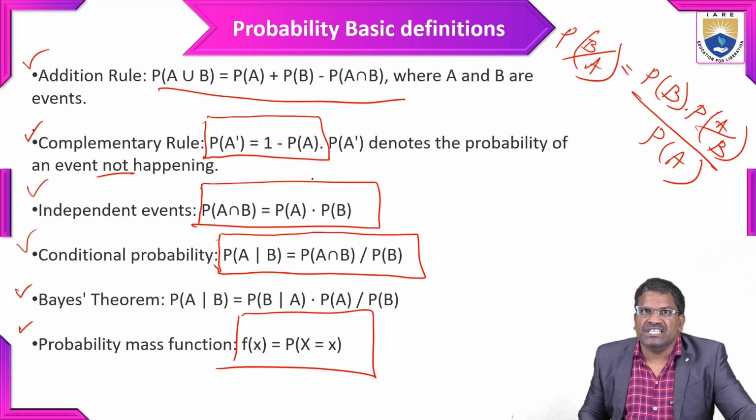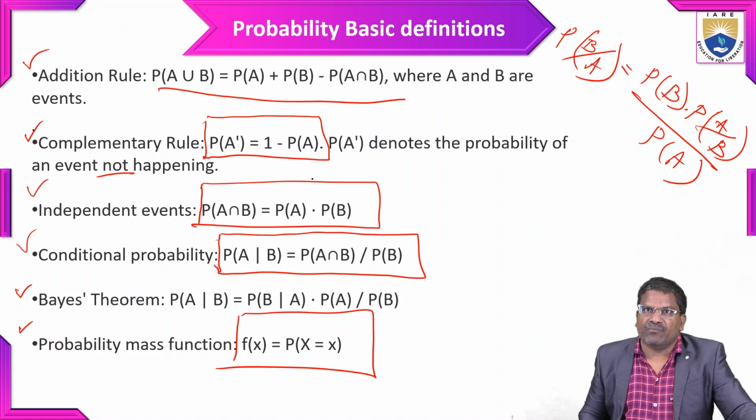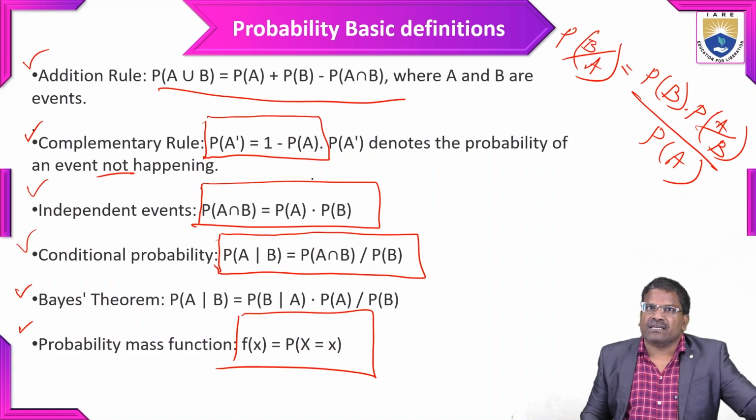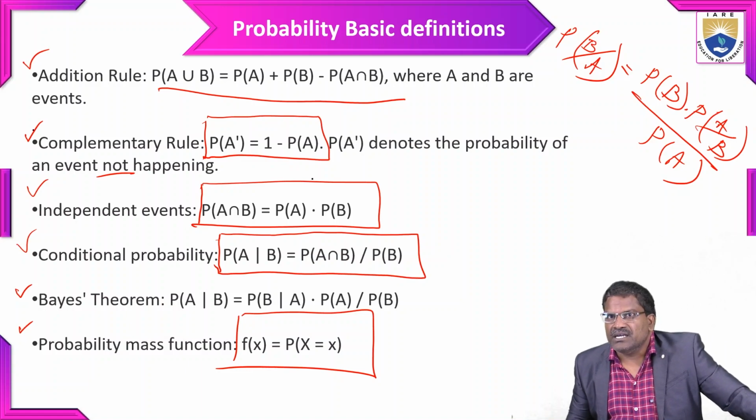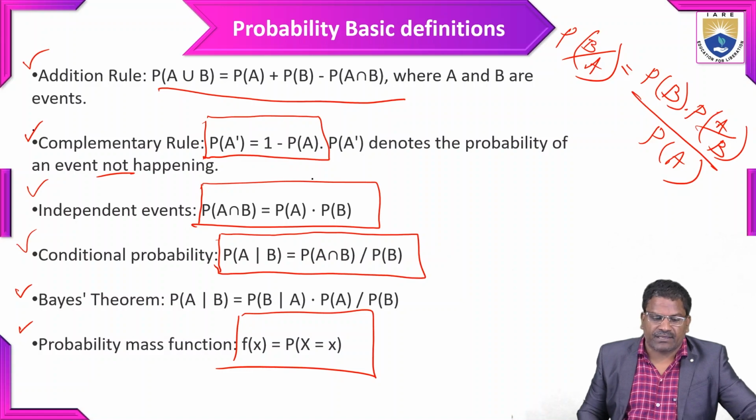First one is addition rule. P of A union B is equal to P of A plus P of B minus P of A intersection B, where A and B are events. Let us see complementary rule. P of A dash is equal to 1 minus P of A, where P of A dash denotes the probability of an event not happening.